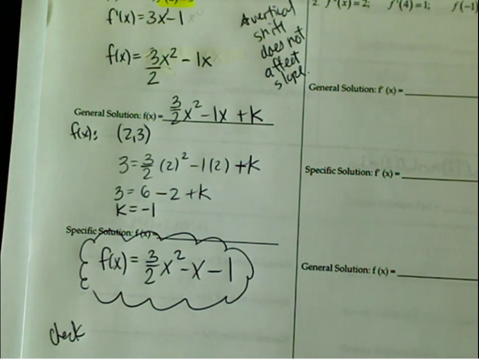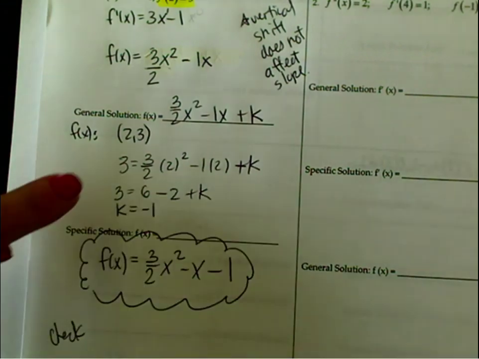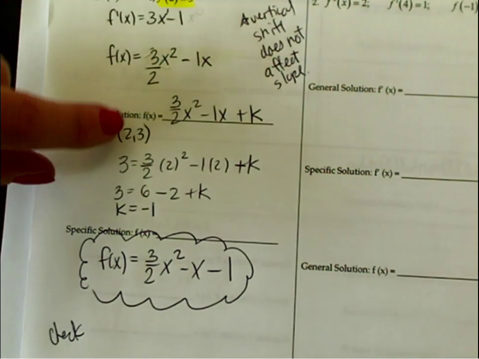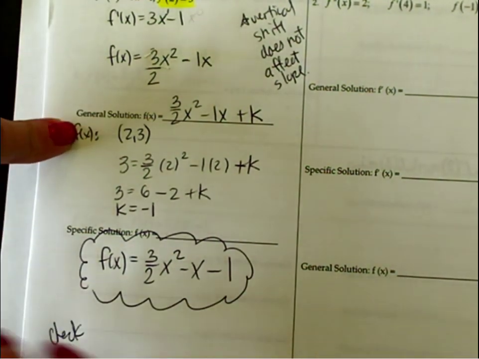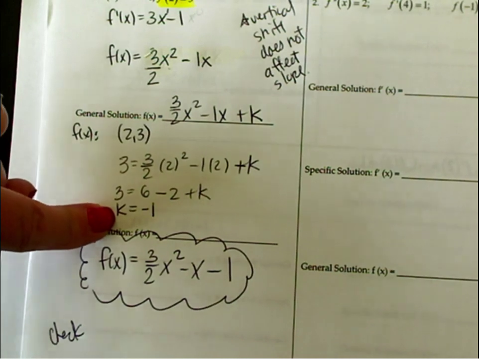Substitute x and y. Solve for k. There's my point. This is the original, right? It's matching f of x, f of x. Substitute, solve for k.